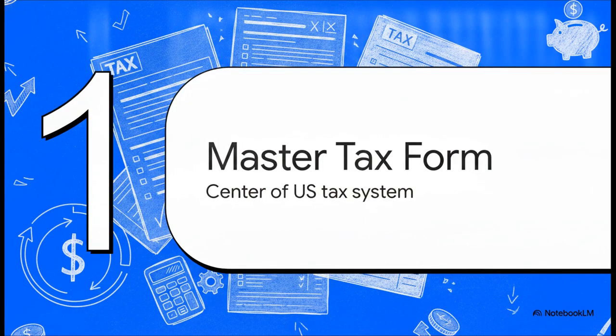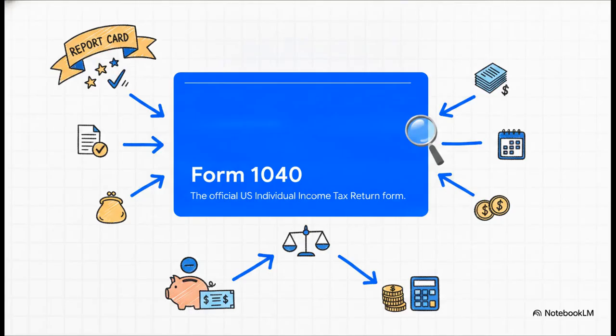All right, Section 1, the master tax form, the absolute center of the U.S. tax system. Now, officially, the 1040 is the U.S. individual income tax return, but I actually want you to think of it more like a final report card that you submit to the government. This single document is the main event. Every other piece of paper, every schedule, every random receipt you collect over the whole year, it simply feeds information back to this one master page. The Form 1040 is where the final calculation happens to determine exactly how much you owe, or hopefully how much you're getting refunded.